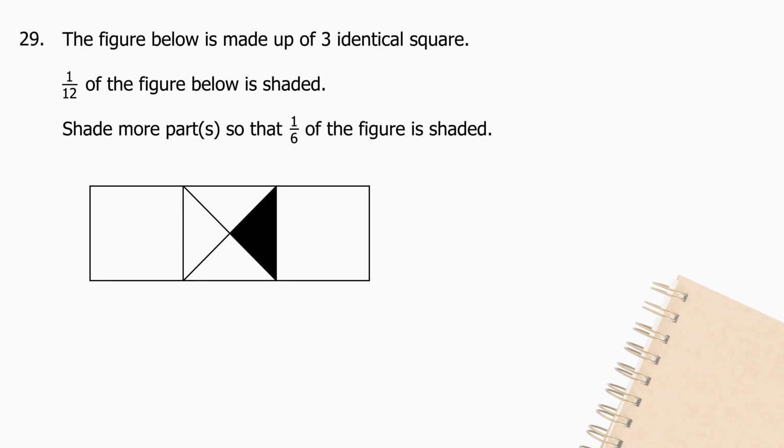Question 29. The figure below is made up of 3 identical squares. 1/12 of the figure below is shaded. Shade more parts so that 1/6 of the figure is shaded.